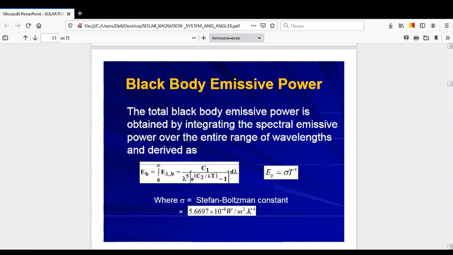The total black body emissive power is obtained by integrating the spectral emissive power over the entire range of wavelength, 0 to infinity, of E lambda b, and where we integrate this, E b is equal to sigma T raised to the power 4, where sigma is the Stefan-Boltzmann constant.